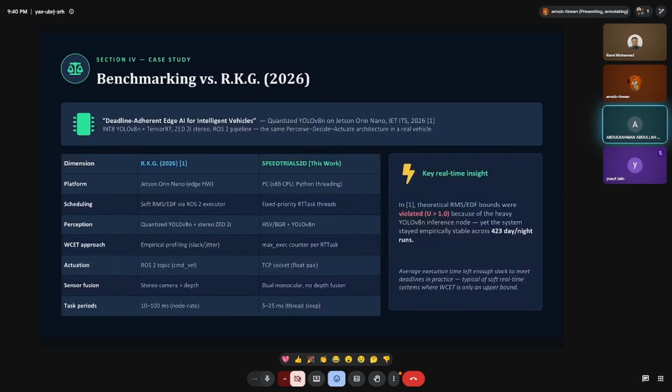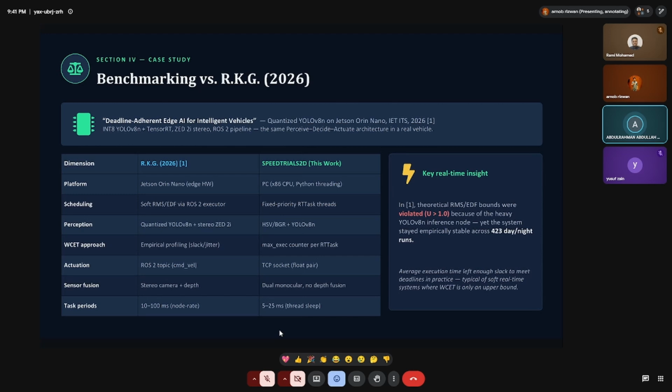Okay, thank you, Yusuf. The benchmarking versus RKJ. This slide compares our project with a real research paper from 2026 called Deadline Adhered Edge AI for Intelligent Vehicles. They used a real car with special hardware called Jetson Orin Nano. We used a normal PC with Python, but both projects use the same idea: perceive, decide, then actuate.